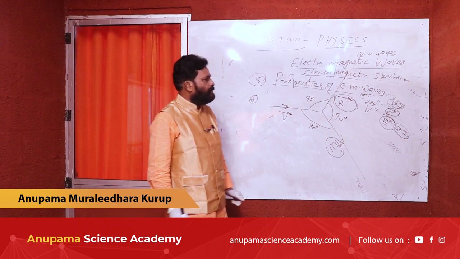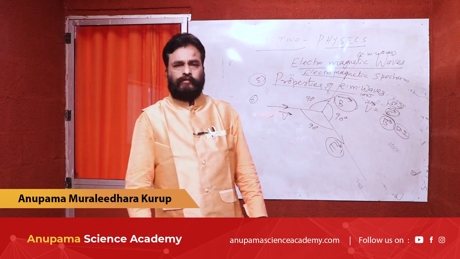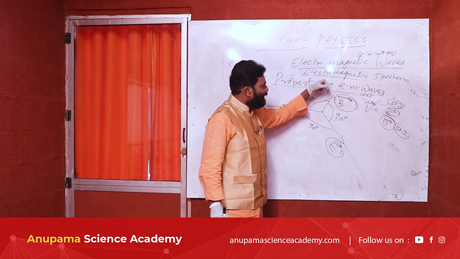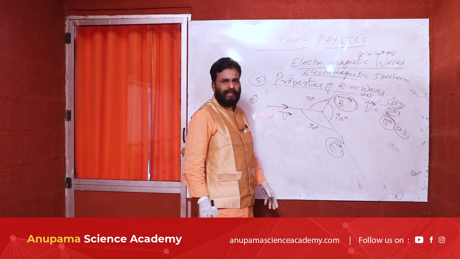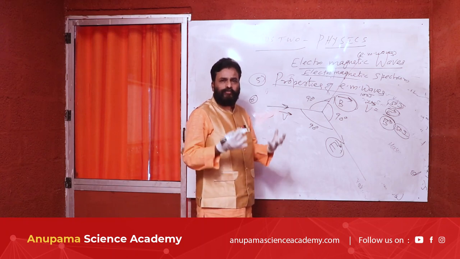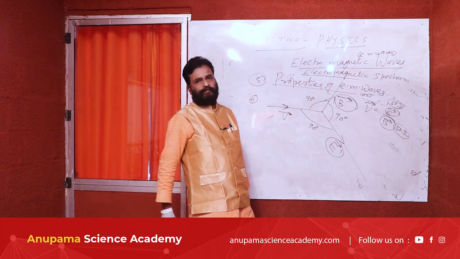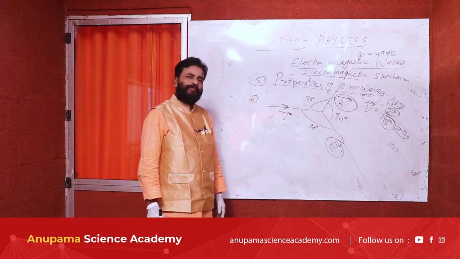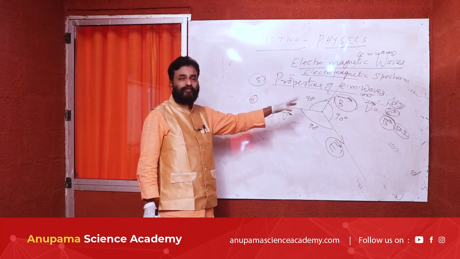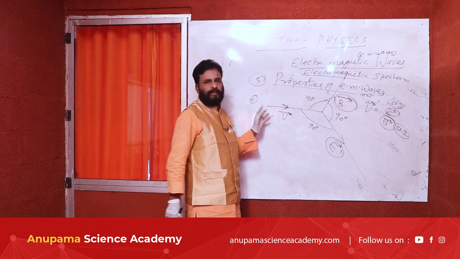So velocity, the energy, that is the sixth property, energy of EM, that is with the magnetic energy and electric energy. The value of the magnitude of electric field and the value of magnitude of magnetic field are equal. So the energy of electric field and the energy of magnetic field in EM are equally distributed.